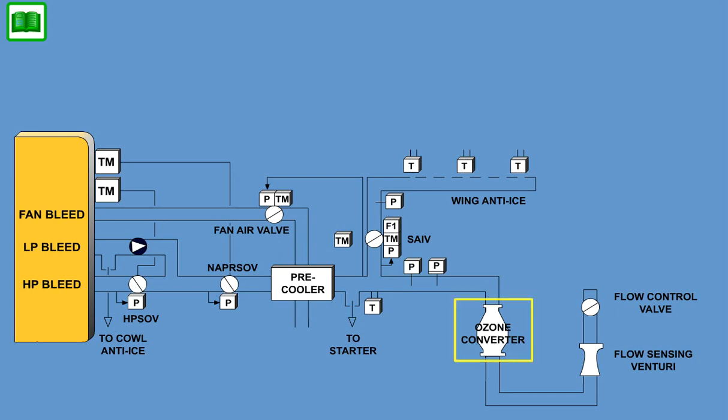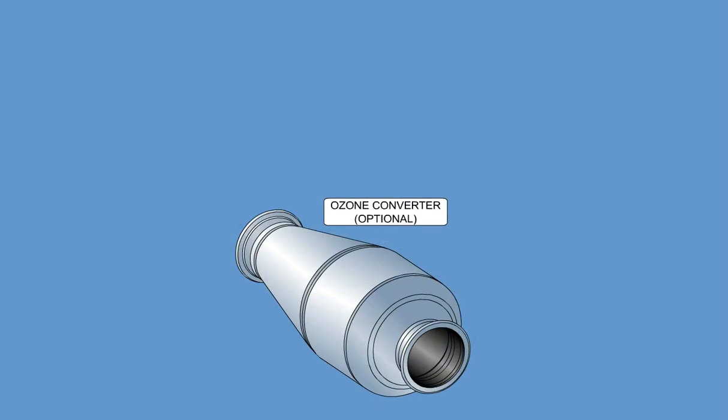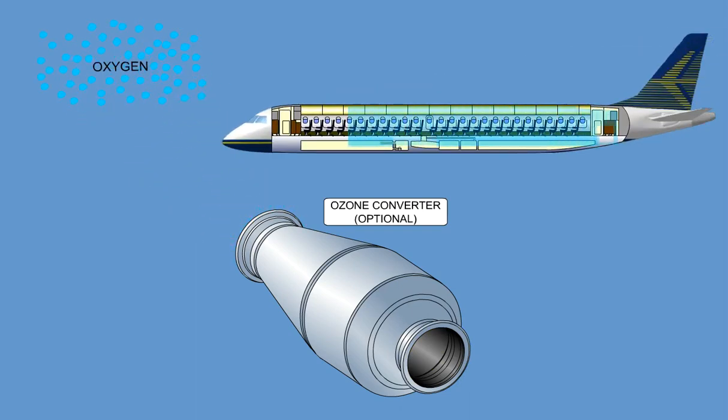The ozone converter is located upstream of the flow-sensing venturi. Air exiting the bleed system passes through the ozone converter before entering the air conditioning packs. There are 2 ozone converters per aircraft, one in each side of the pneumatic system. The ozone converter contains a catalytic material, which through a chemical reaction converts ozone to oxygen. This reduces the amount of ozone in the air entering the air conditioning system.